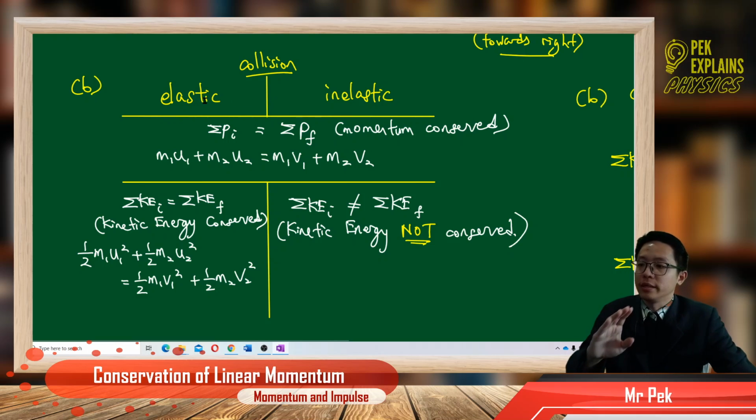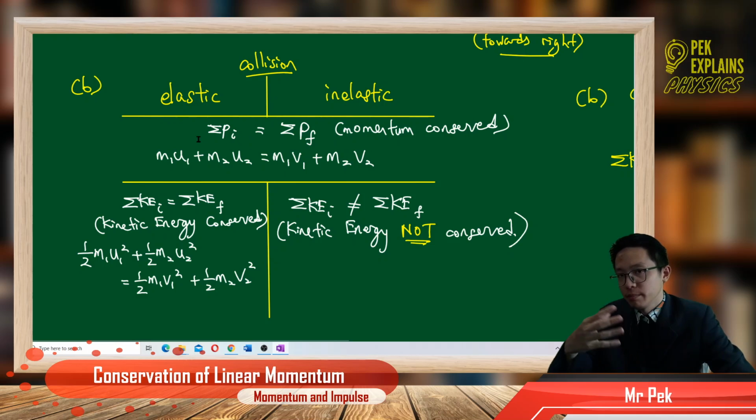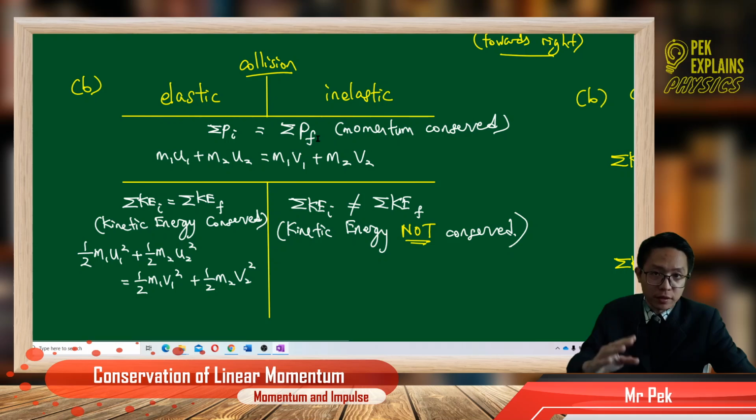Momentum is always conserved no matter whether it's elastic or inelastic collision, which is total momentum before equal to total momentum after collision, or m1u1 plus m2u2 equal to m1v1 plus m2v2. This formula can be applied for both elastic and inelastic. So we cannot use the conservation of momentum to differentiate between them. The only thing we can use to differentiate between elastic and inelastic is the kinetic energy.